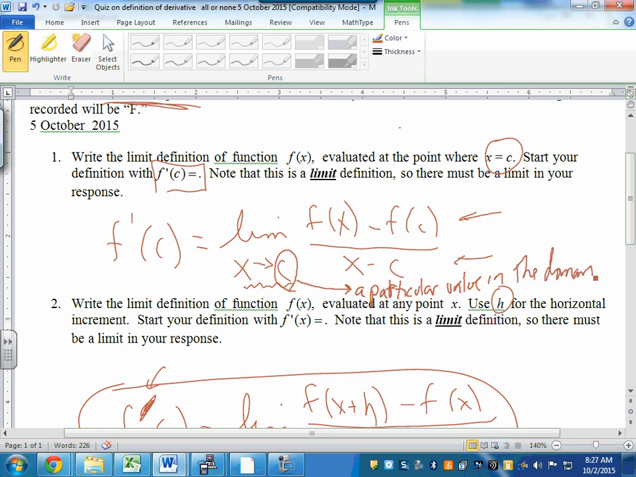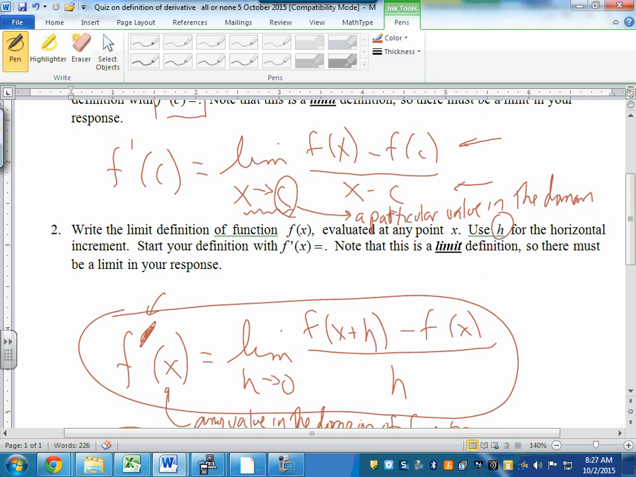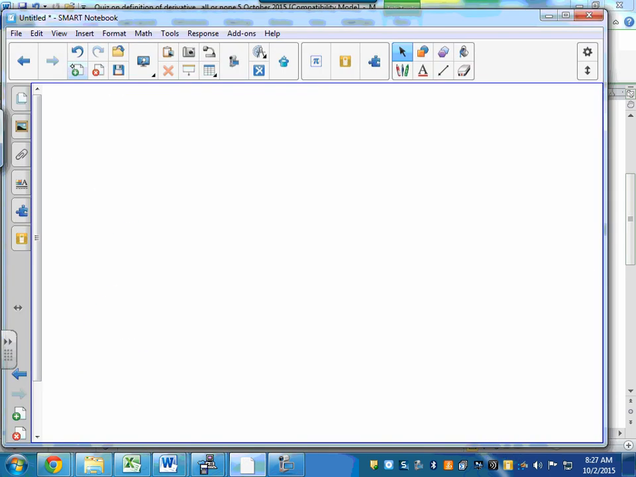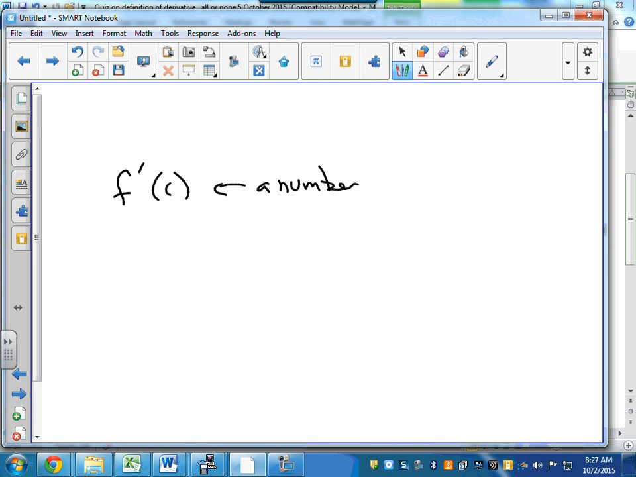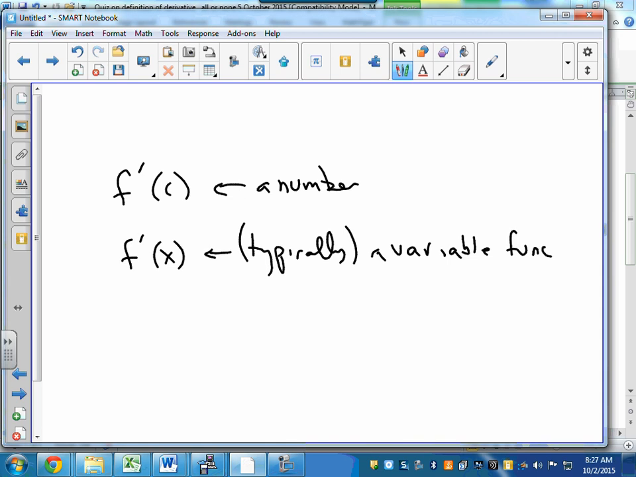The other thing, again, you don't have to write anything on the quiz Monday except for just the definition. But what you should see in the big picture, let me go back to my notebook page, is that this works out to be a number, and this works out to be typically a variable function of x. It really depends on what x is.